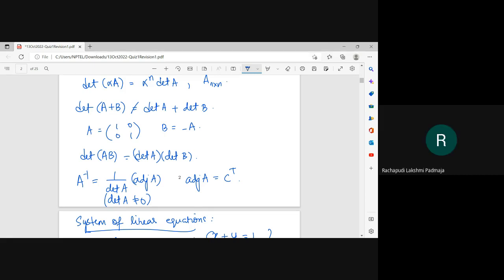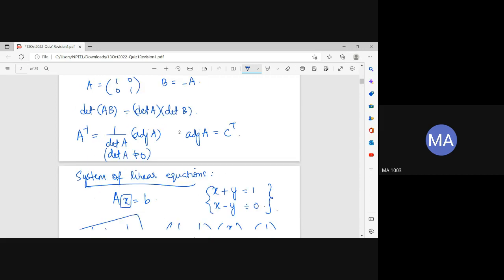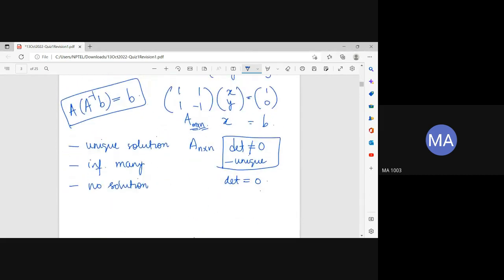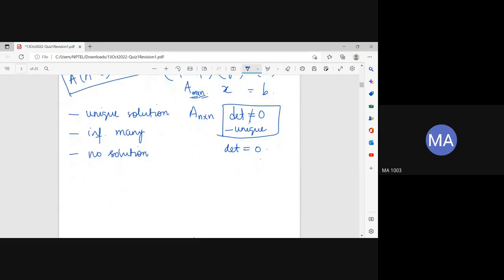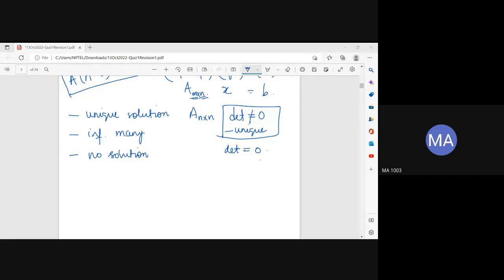Replace every element with its cofactor. Every entry of the cofactor matrix is the cofactor of the corresponding entry of the matrix. That is the cofactor matrix. Okay, so then what else?